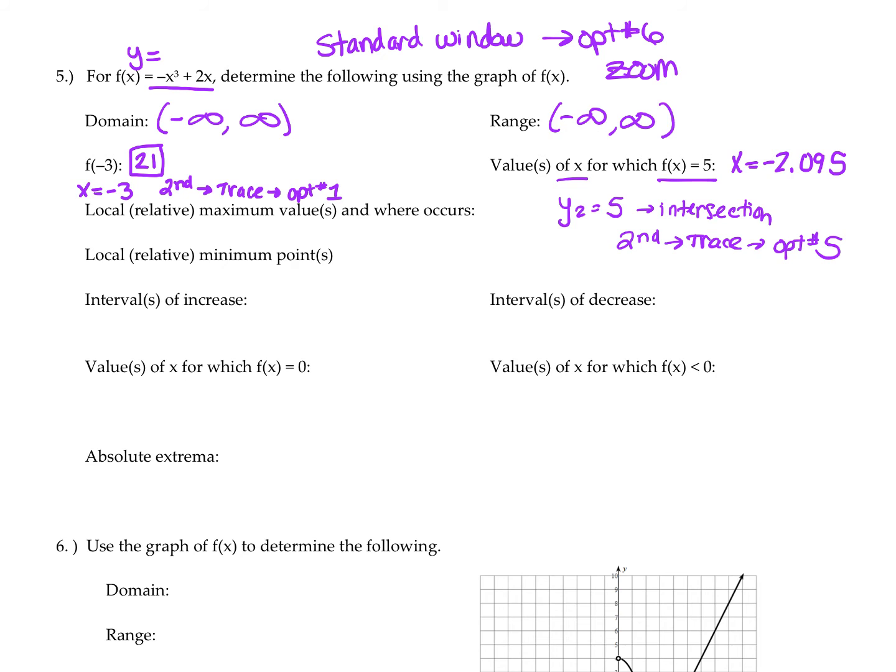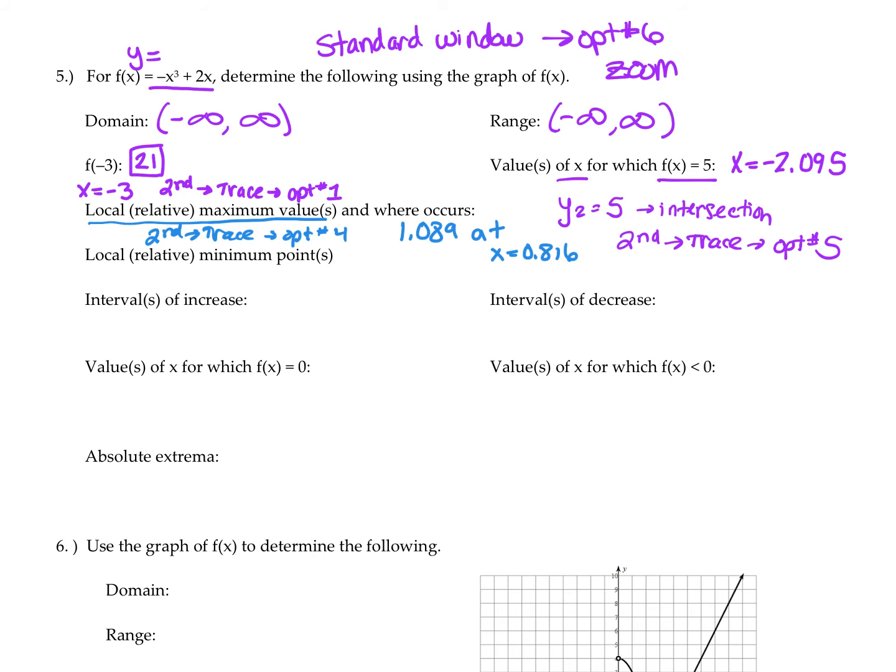The next section talks about the local or relative maximum. This is again going to be under that second trace menu, and you're going to use option number 4. So when it talks about the value, you want to make sure that you're giving me the y value. So the value would be 1.089, and then you want to say where it's occurring. It's occurring at x equals 0.816.